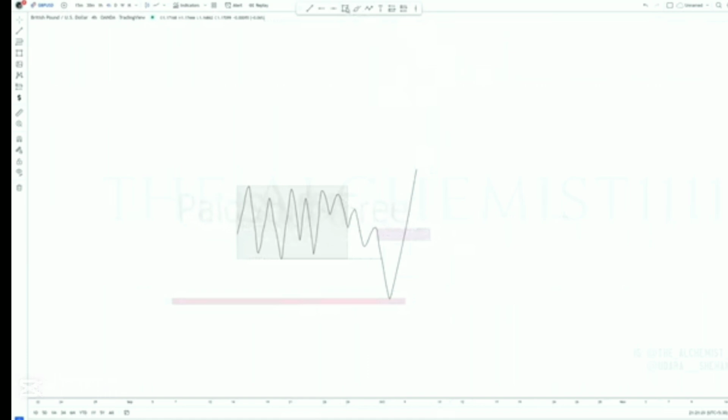So once again, this is that Judas swing I told you about, the false run in the opposite direction after the New York midnight time. This move right here, this manipulation, mainly happens during the London kill zone or London open. That's the time window when we should stay active on the charts to see this setup happening.